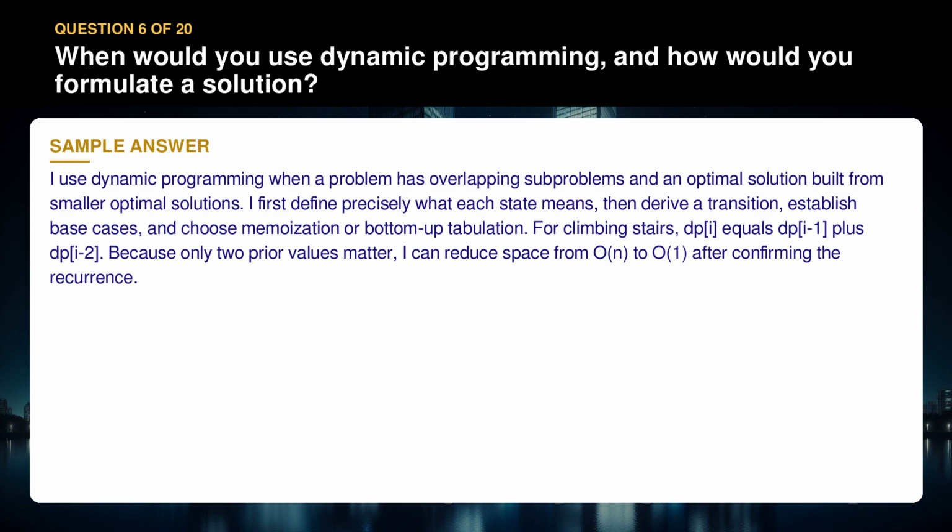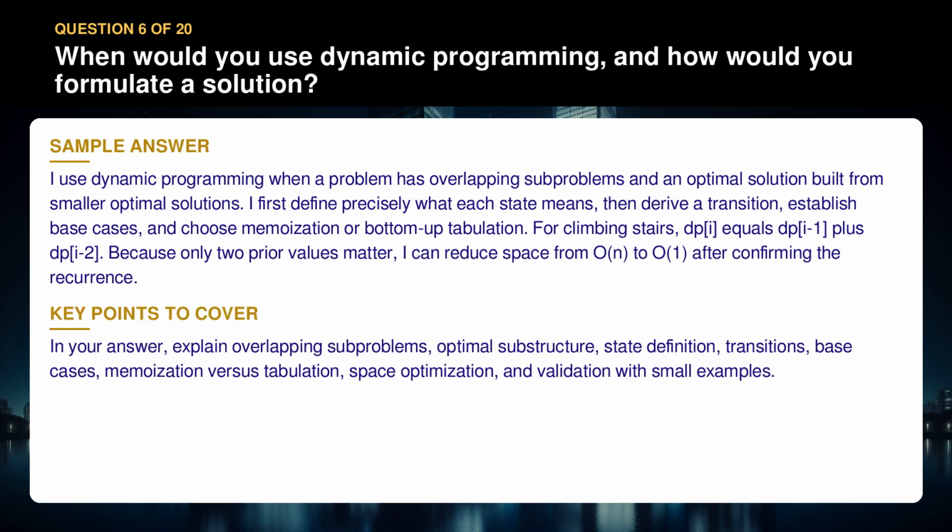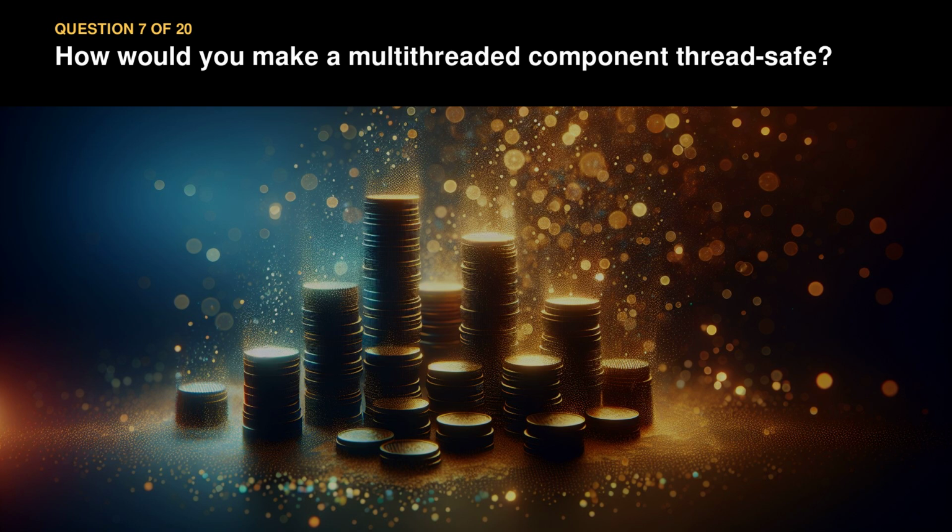Because only 2 prior values matter, I can reduce space from O(n) to O(1) after confirming the recurrence. In your answer, explain overlapping subproblems, optimal substructure, state definition, transitions, base cases, memoization versus tabulation, space optimization, and validation with small examples.